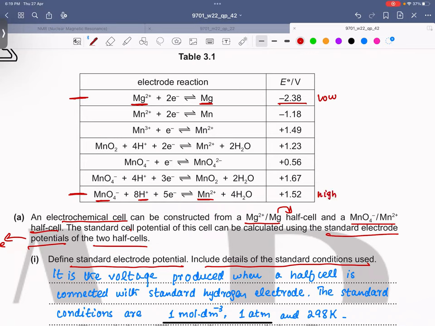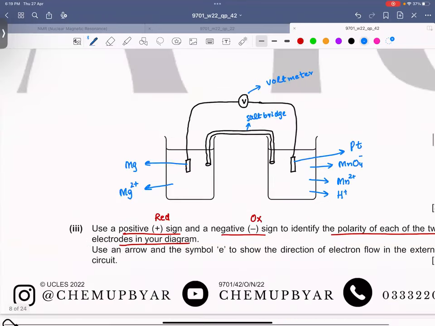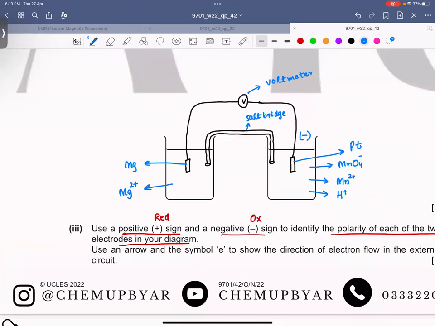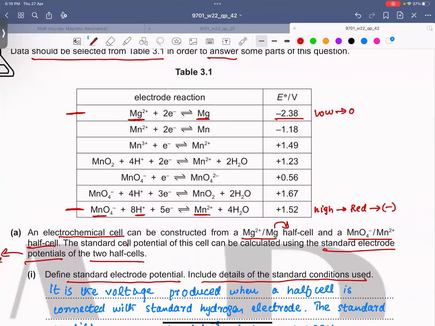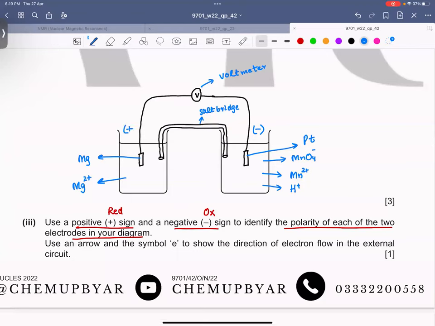So which one is higher? If it's a higher value, then it means here reduction is occurring, and if reduction is occurring, then it would be a negative electrode. So I would mark this half cell as negative, and this value is lower, which means here oxidation is taking place, and if it's oxidation, then this electrode would be positive. So I would mark this one as positive.